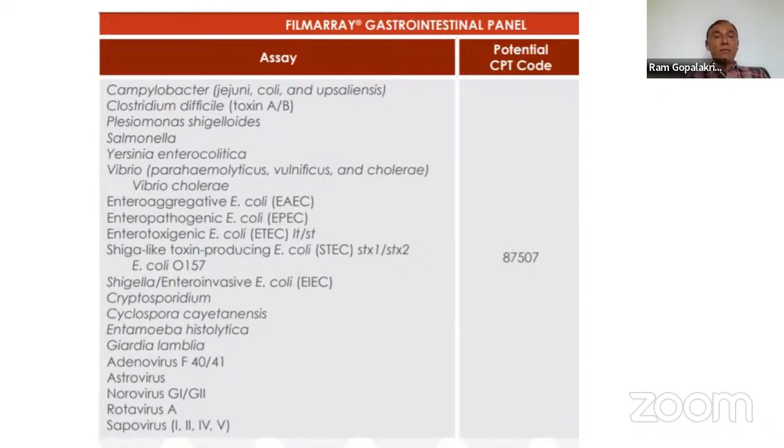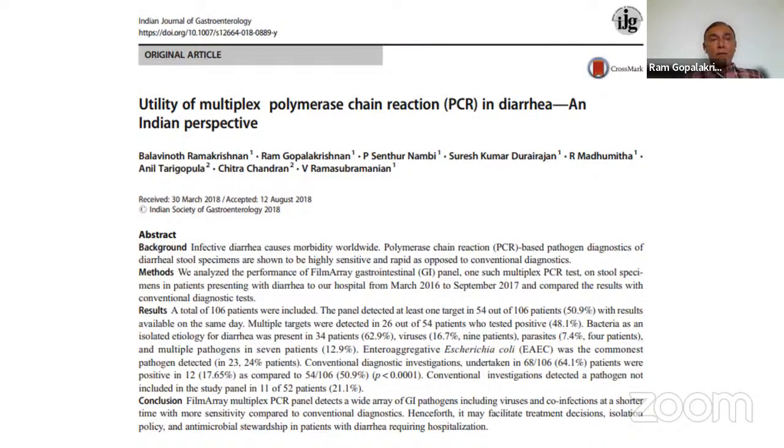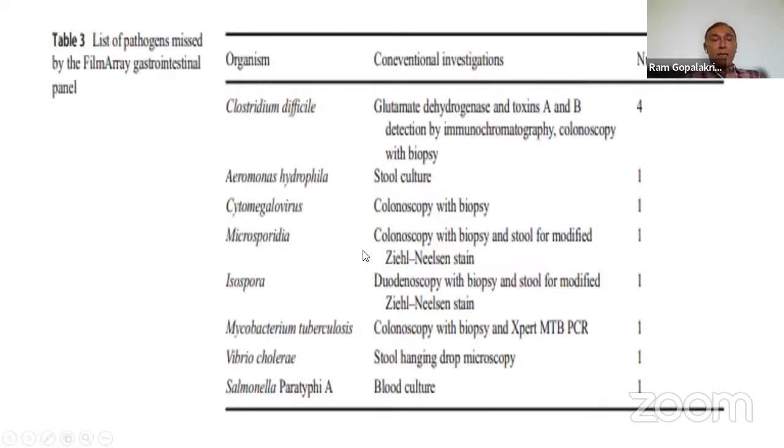So you can see the number of these GI pathogens that are picked up on a panel. We looked at this as well a couple of years back, and we found that it was quite sensitive and certainly much more rapid. This is a same-day test compared to conventional diagnostics. And it's very important to realize that there are certain organisms that are missed by the GI panel. So you have to know what is missed.